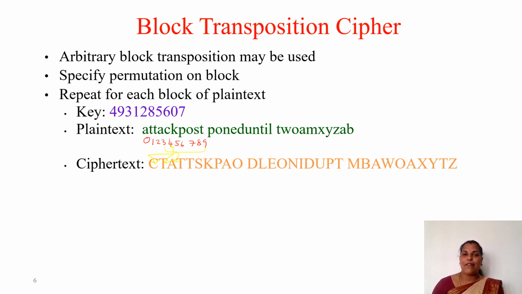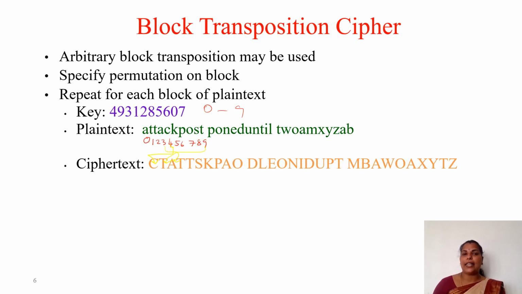Here also we are having a key, but there what we did, we have written everything row wise. Then we have read column wise based on the position of the key. But here, the plain text is given, and we are not writing it row wise. Here we are just splitting it into different blocks. Here 0 to 9 is there, so 10 blocks we have to split it into.